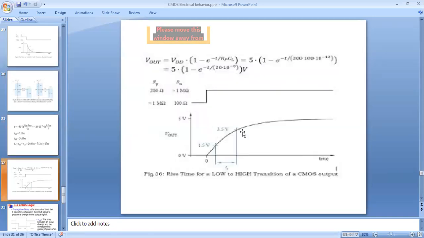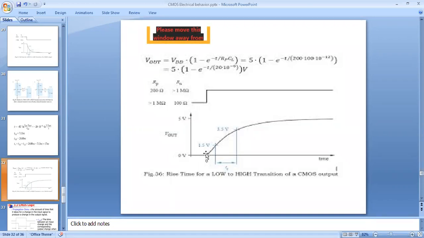Now observe this figure. First our circuit is at low state, output is at low state. So at the low state you represent the RP and RN values. From low state it changes to high state, so at high state you represent again the RP and RN values. Draw this diagram.